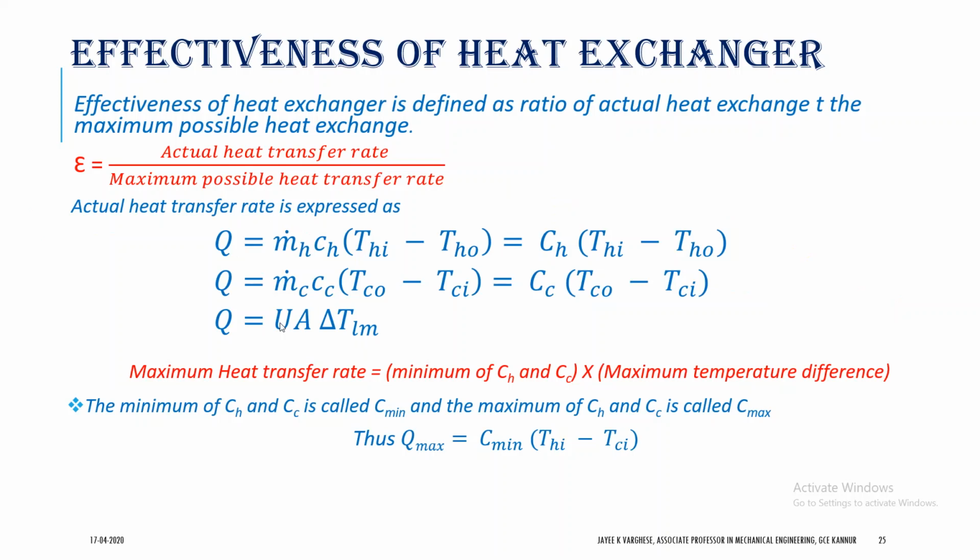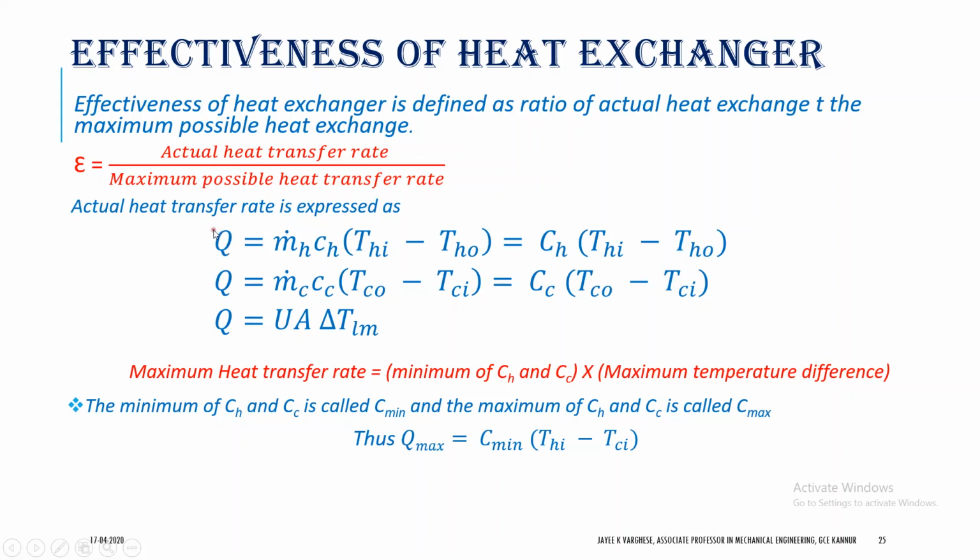Now the effectiveness of a heat exchanger is defined as the ratio of the actual heat exchange to the maximum possible heat exchange. It is usually represented by the Greek epsilon. Epsilon is equal to actual heat transfer rate divided by maximum possible heat transfer rate.